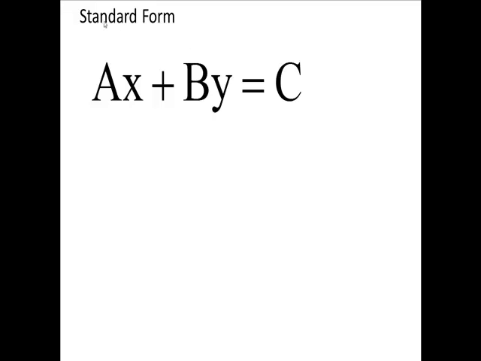Now my videos teach standard form, okay? I really love standard form, and that's where you have ax plus by is c, okay? For instance, you have an x variable and a y variable, and you'll have like a 3x and a 4y is a 5, okay? Where c is a number, b is a number, and a is a number.